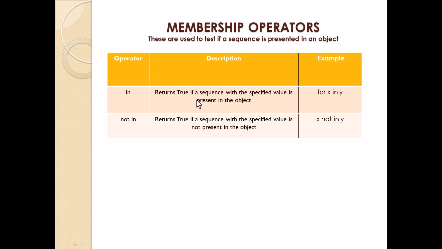And finally, the membership operators. These are used to test if a sequence is present in an object, and we have in, as in for loop and while loop. In a for loop, you see some of these things there. Then we have the not in. So in returns true if a sequence with a specified value is present in the object, and not in returns true if a sequence with the specified value is not present in the object.